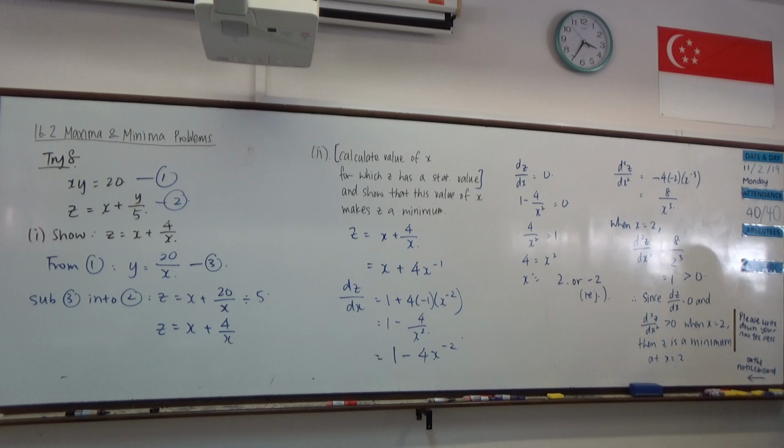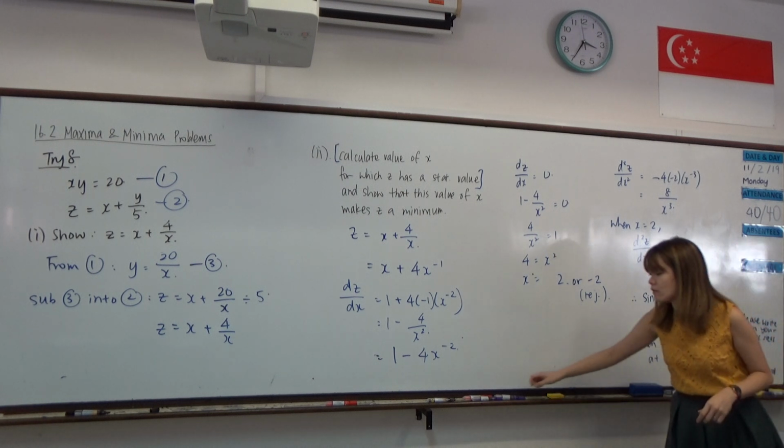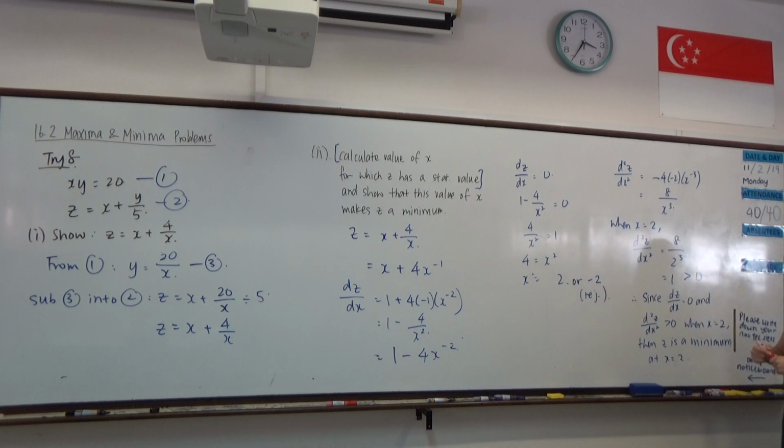Okay, so to show that, we verified the second derivative test, which tells us that dz over dx must be equal to 0, and also d2z over dx squared must be more than 0. So both of these must happen. Then after that, we can conclude that z is a minimum at x equals 2. Right?